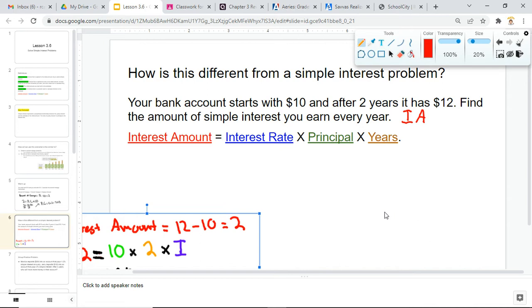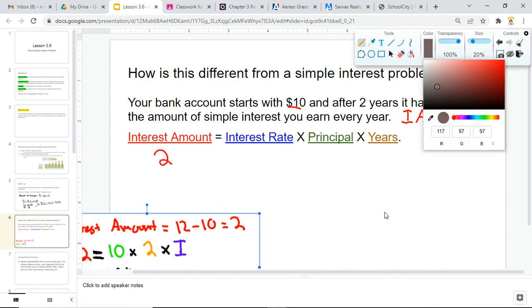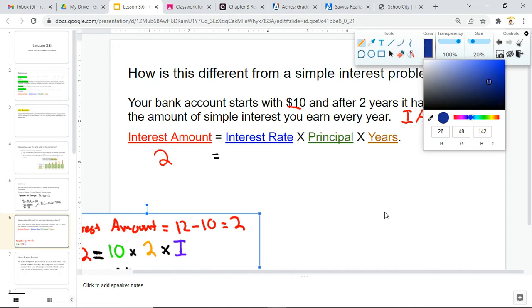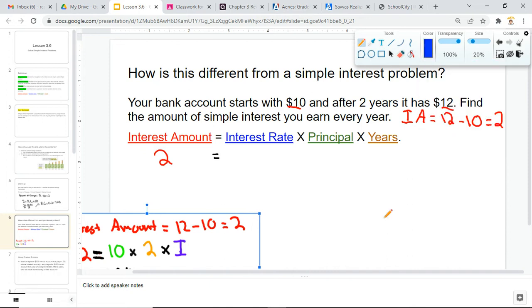So my interest amount can be found by taking my new value here, which is 12, and subtracting my old value, 10. So here, my interest amount is 12 minus 10, or 2. So instead of interest amount, I'm going to replace that with a 2. And that'll be equal to the interest rate. Does it tell us the interest rate? No, it doesn't tell us the interest rate, does it? So we need to put a variable here. We could put the variable P.